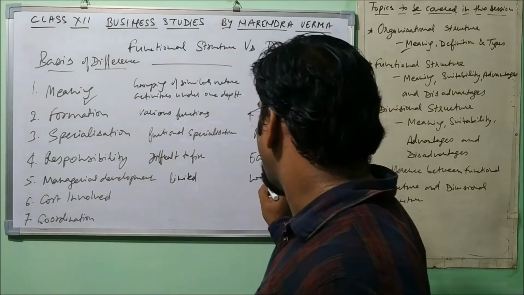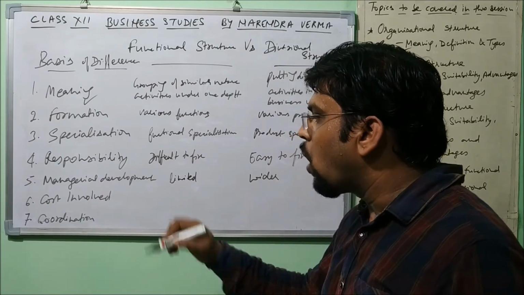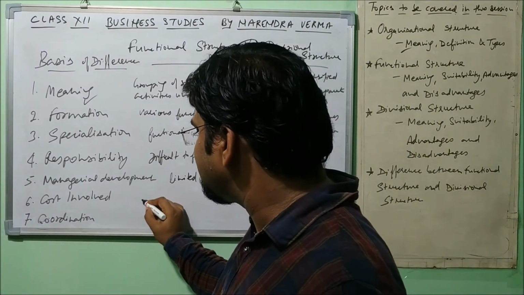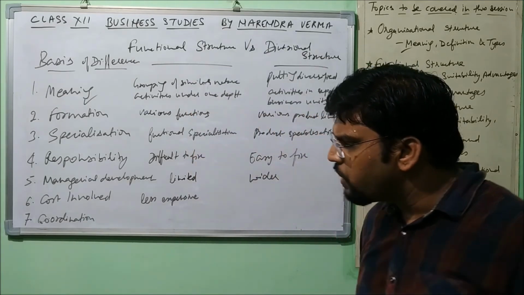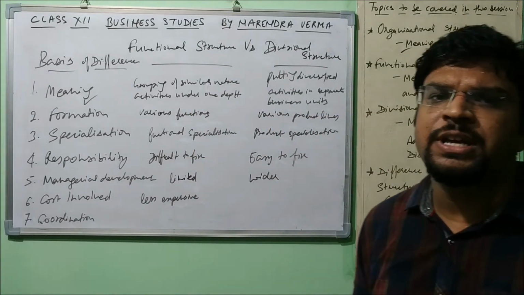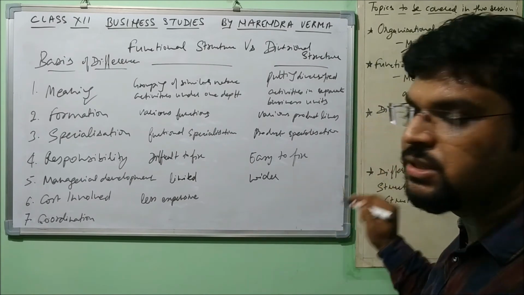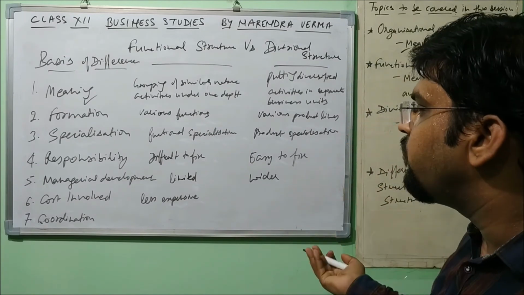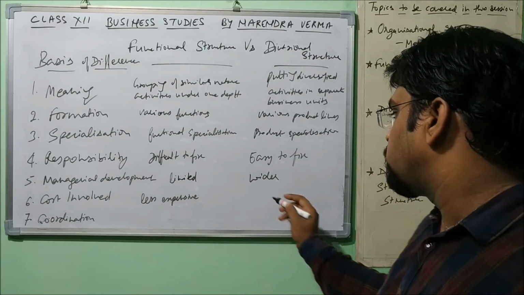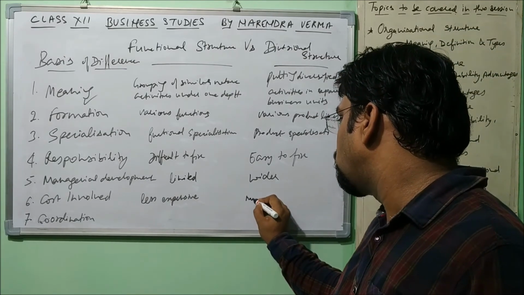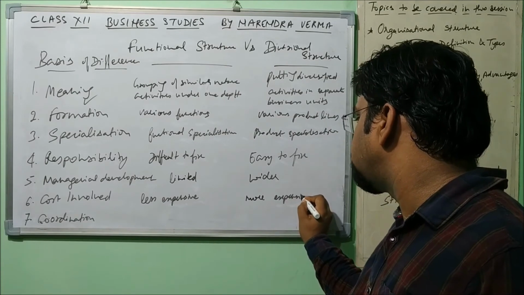because various activities under one management, one division, are happening on the basis of autonomy, right? So limited, wider, fine. Cost involved: the functional structure is less expensive. Why? Because there is no duplication of the activities, but in the divisional structure there is duplication of activity in the separate divisions. We need to maintain separate functional departments. So it is more expensive or costly.